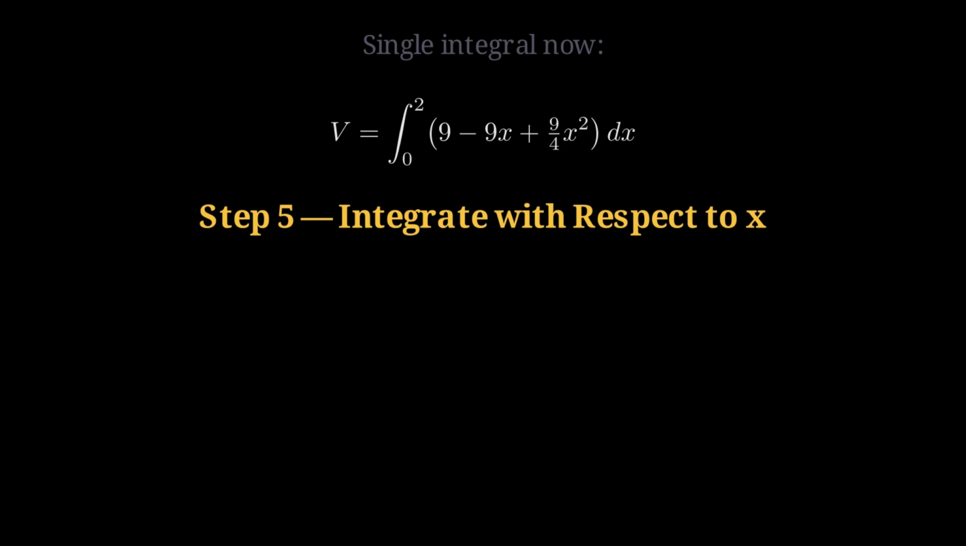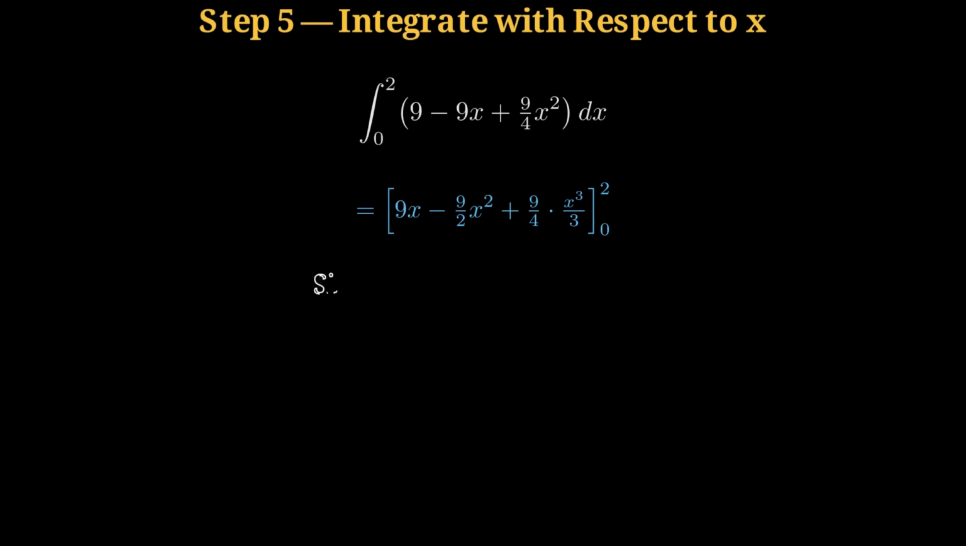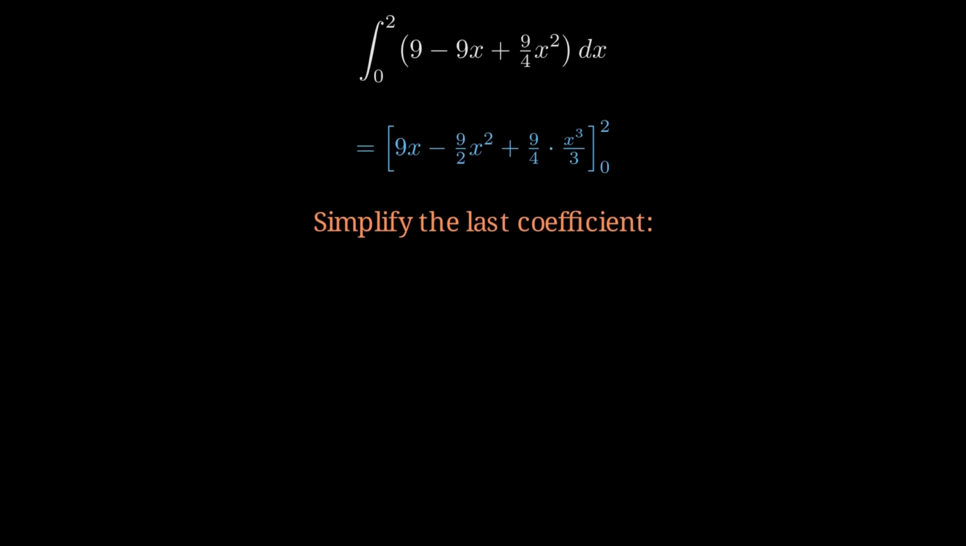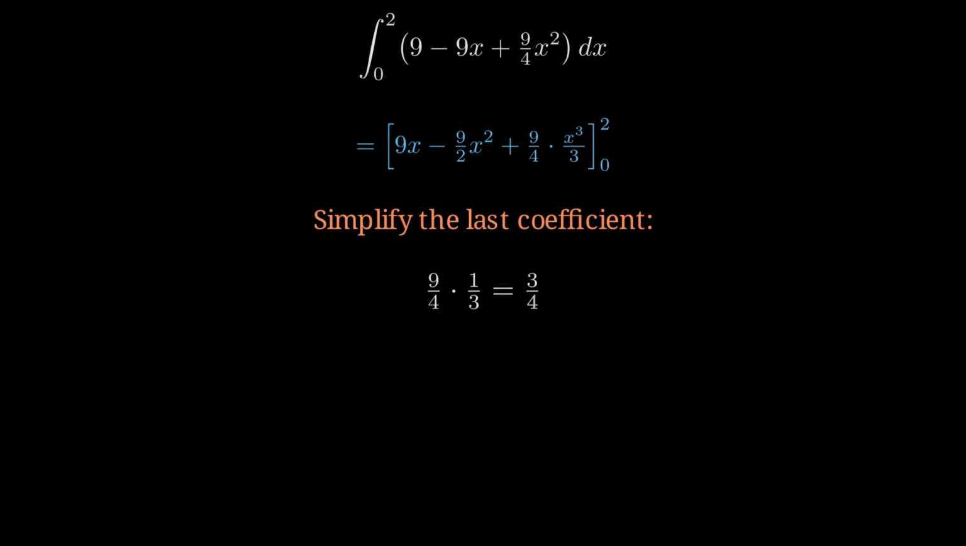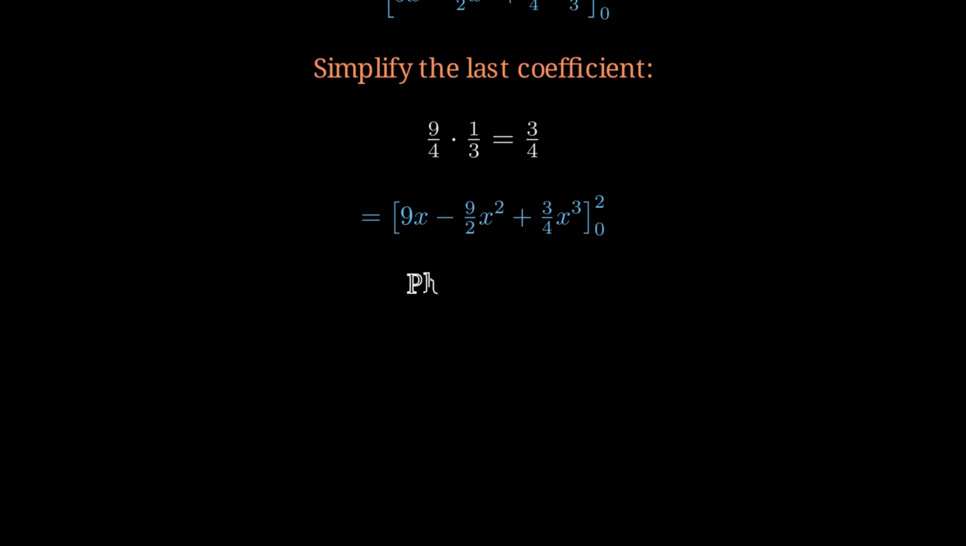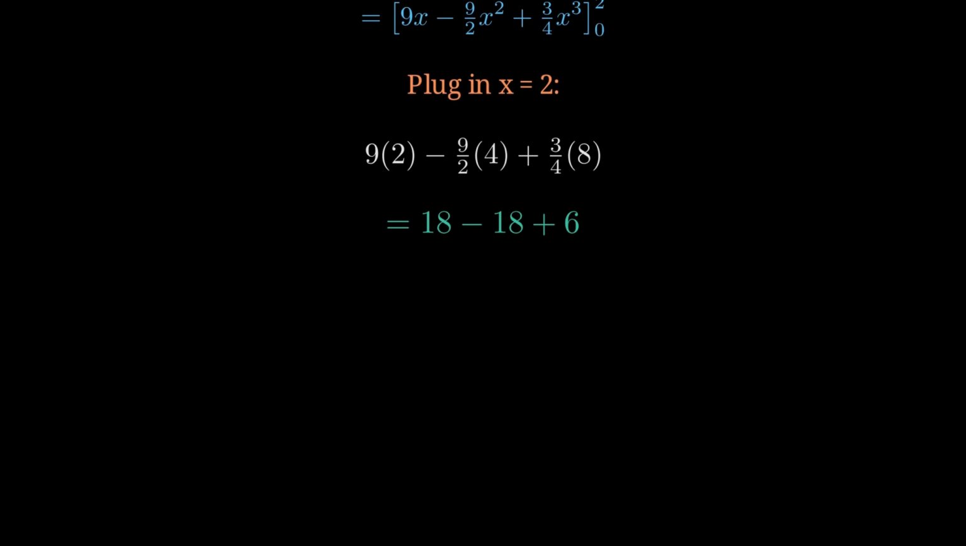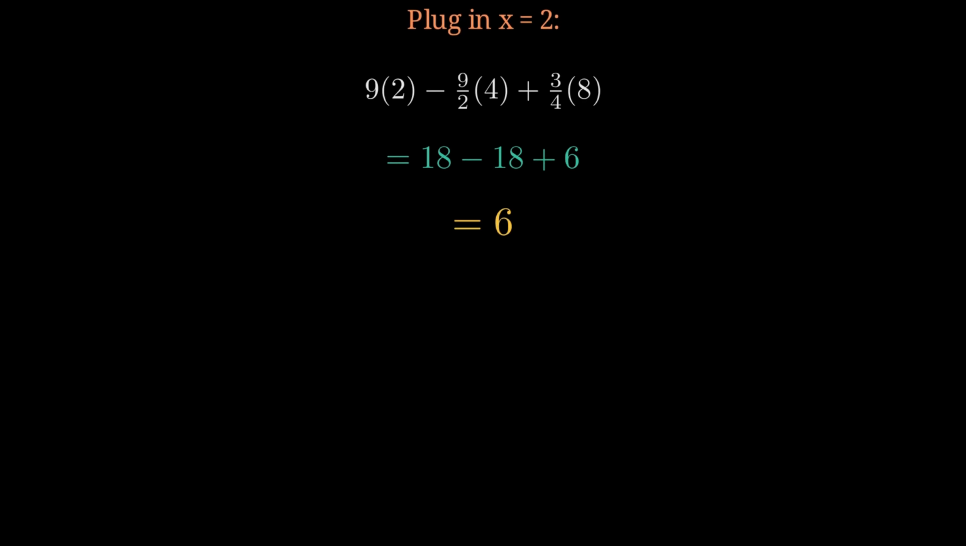Last integral with respect to x. Integrate term by term. Antiderivative is 9x minus 9/2 x squared plus 3/4 x cubed. The 9/4 over 3 simplifies to 3/4. Check it. Plug in x equals 2. 9 times 2 is 18. 9/2 times 4 is 18. 3/4 times 8 is 6. So we get 18 minus 18 plus 6. Everything cancels, except 6. So the result is 6.